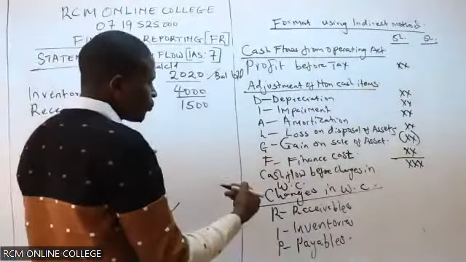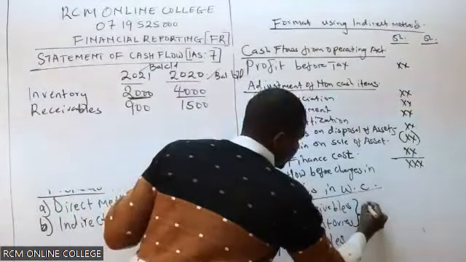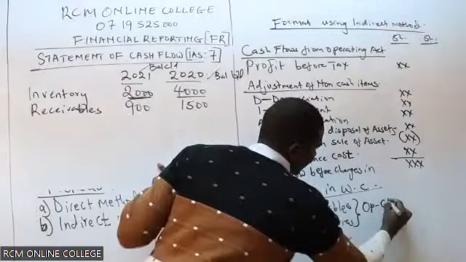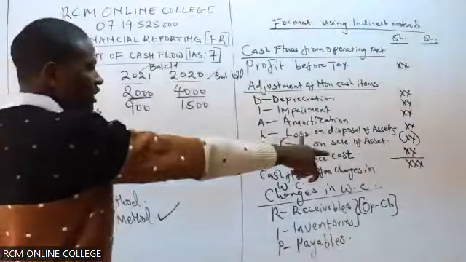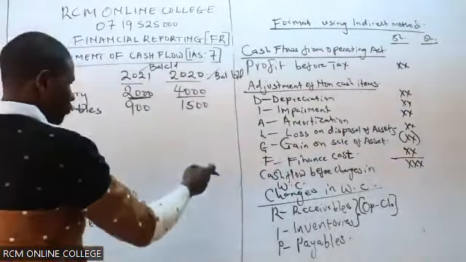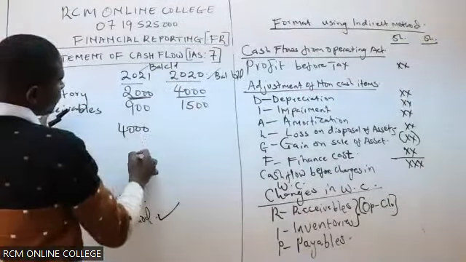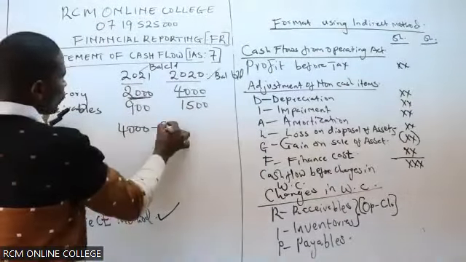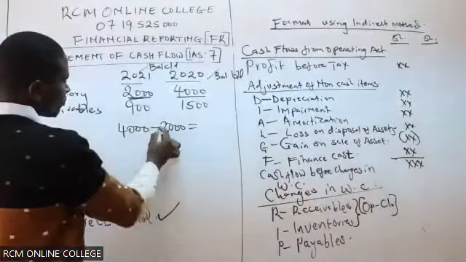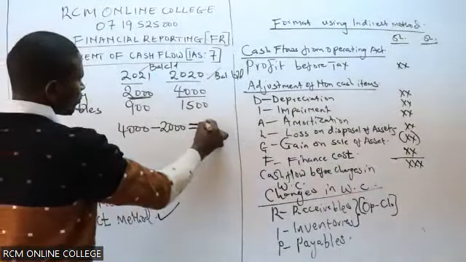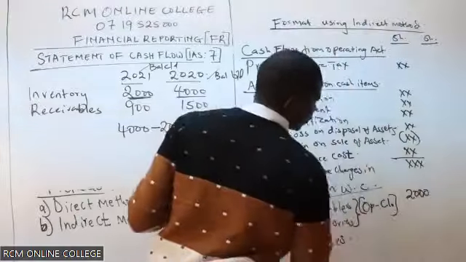You shall be using a very nice format, where you take the opening minus closing, and whatever you get, even if it's negative, you place it there the way it is. For example, let's check from the inventory. The opening was 4,000 and the closing 2,000. So what have these people done? They have sold. We remain with 2,000, so that will be 2,000, in positive form.